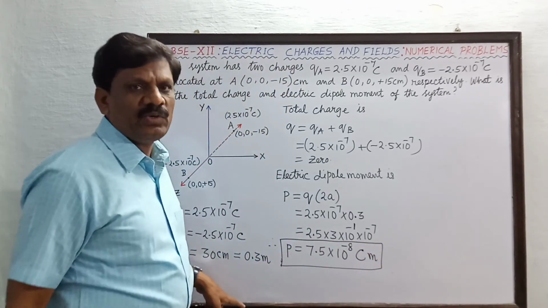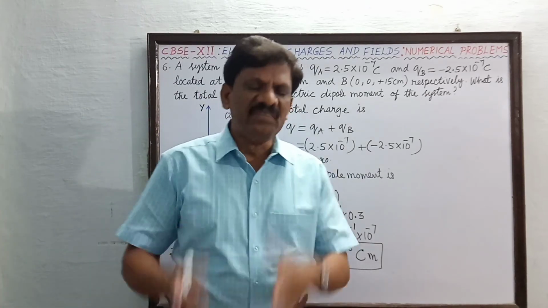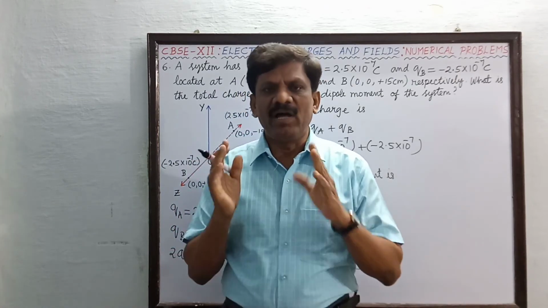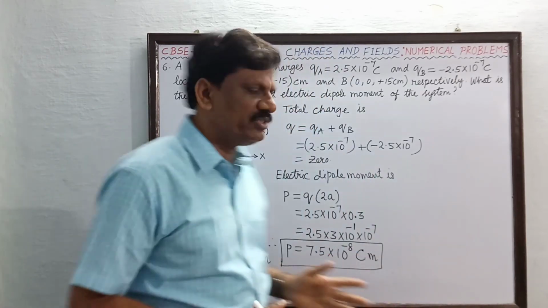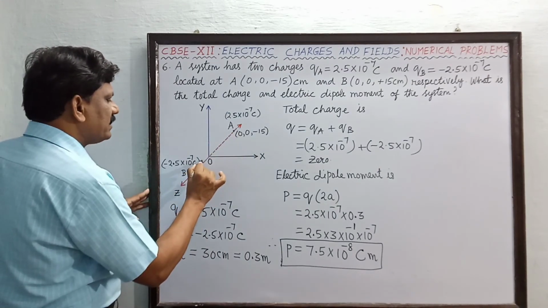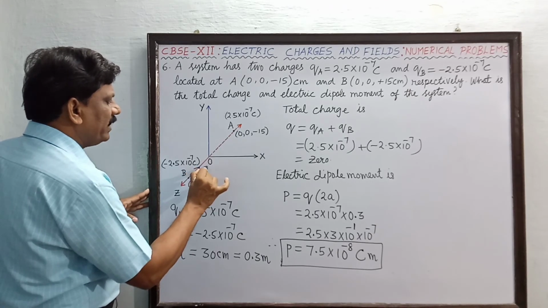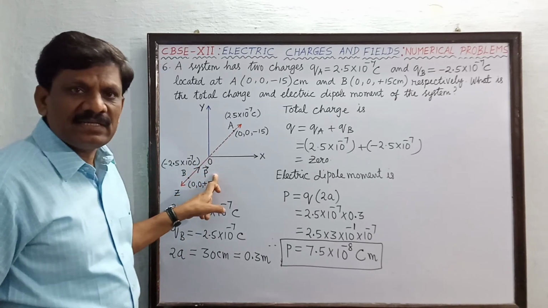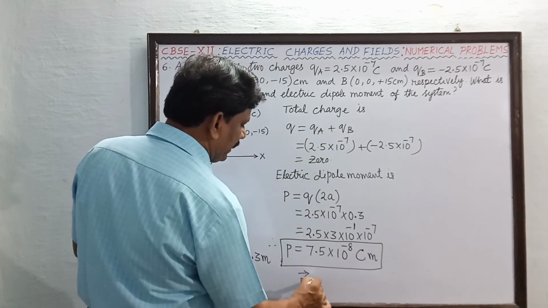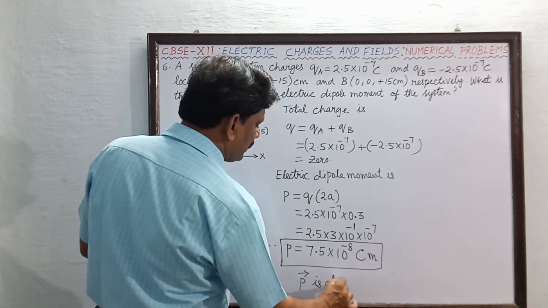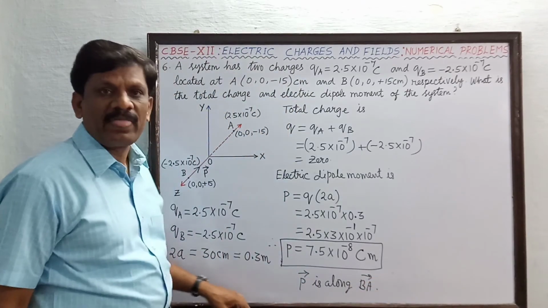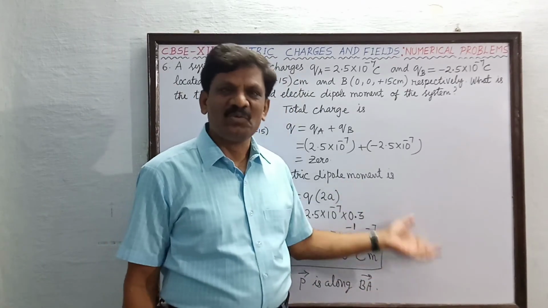So this is the magnitude. Now, in which direction will the vector dipole moment act? It will always be from the negative charge towards the positive charge. So it is from the negative charge, that means from B towards A. So this is the direction of the dipole moment vector. Okay, students, so the magnitude of the dipole moment is as found, and the direction: the P vector is along BA. I hope you must have understood well. Fine.